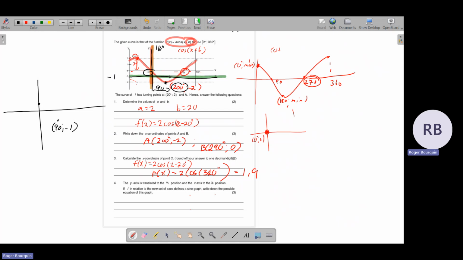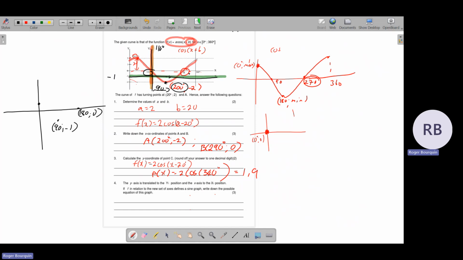What's another point we had? What were the coordinates of B when we worked out B? 290, 0. Hey guys, come on, you're talking about maths. 290 minus 110 is 180. You with me? Look here. B we said was 290, 0, but now it starts at 110. From 110 to 290 is how many degrees? 180 degrees, right? So it's going to be 180, 0.